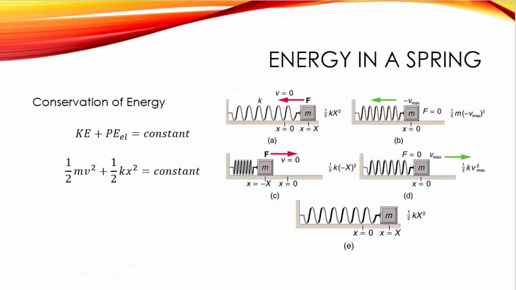Now things are moving, so we're going to talk a tiny bit about energy in a spring. You're going to have kinetic energy and elastic potential energy, and the sum of those is going to be a constant. So we have 1/2 mv squared for kinetic energy and 1/2 kx squared for the elastic potential, and the sum is always going to be some number.